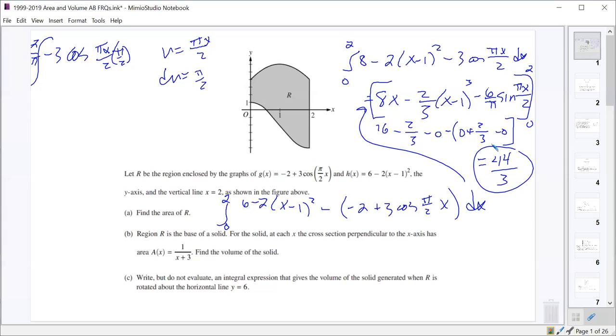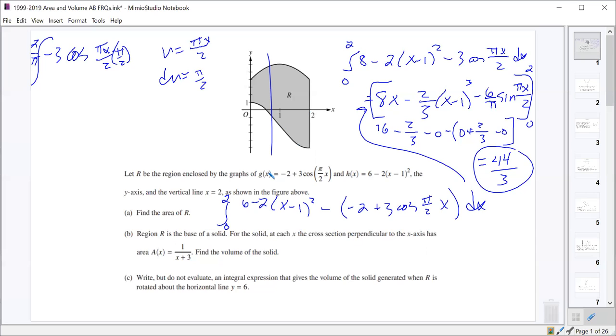Part B says region R is the base of a solid. And so this region that we've got is the base of a solid. The cross section is perpendicular to the x-axis. So this is our cross-section area that we started with when we first started doing volumes, right? So we can sum together all of the cross sections to find the volume. So it says each cross section perpendicular to the x-axis.